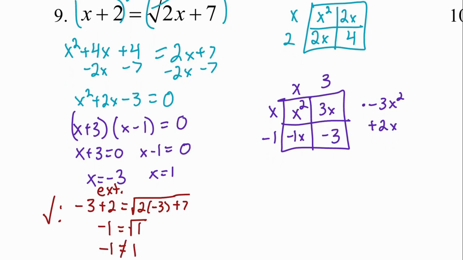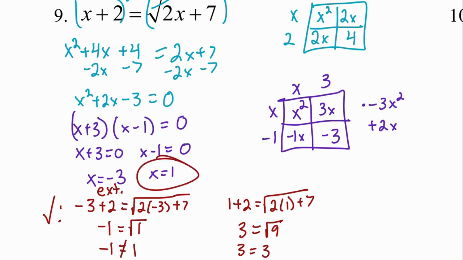And then I also need to check 1. So I would say, okay, 1 plus 2 would equal the square root of 2 times 1 plus 7. So that's going to be 3 equals 2 times 1 is 2 plus 7 is 9. 3 does equal the square root of 9, which is also 3. So our only answer would be x equals 1 there.